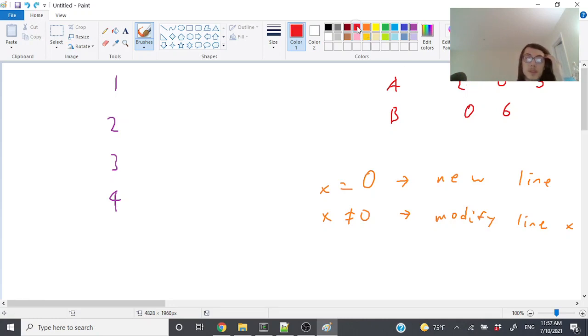So for example, suppose we do operation 2. Then that means we're going to modify line 2. We're just going to do something to it. It doesn't really matter what we do. The only thing that matters is that line 2 must exist. So if I, for example, try to do operation 6, there is no line 6. So it's not possible.